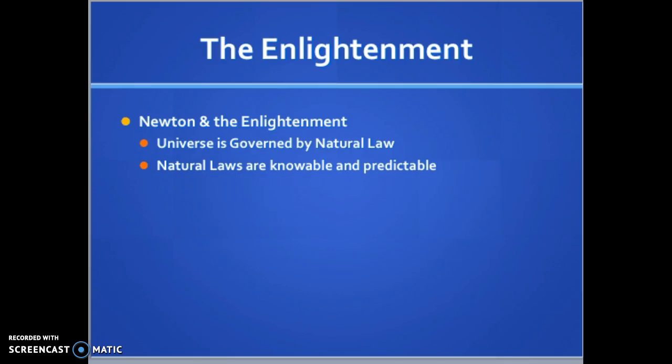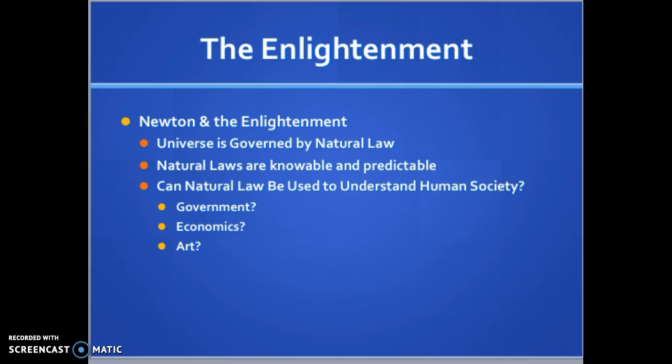But what does any of this have to do with the Enlightenment? Well, let's just look at Newton for a second. If Newton was correct that the universe is governed by natural law and that these natural laws are knowable and predictable, isn't it possible that all areas of life could be understood in the same way? Many began to think that natural law could be used to understand everything, from government to economics, even to art.